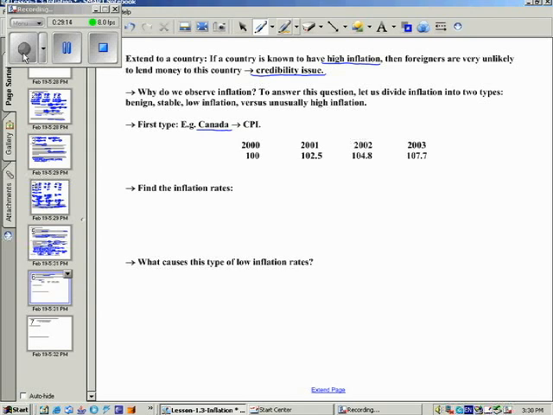The first type tends to be what Canada would have, measured in terms of the consumer price index. For the years 2000 to 2003, suppose these are the inflation rates. How do we find the inflation? For the year 2000 to 2001, that would be simply 102.5 versus 100, so that's 2.5% inflation.